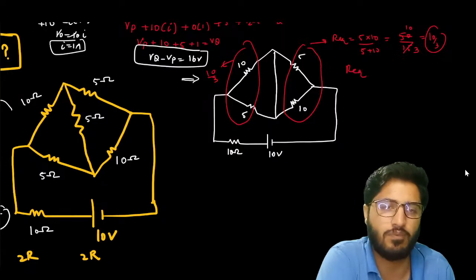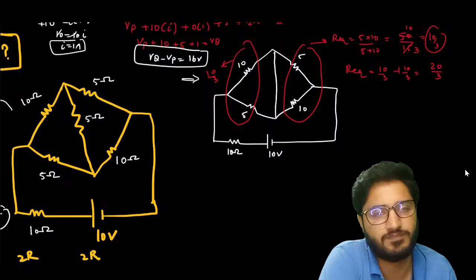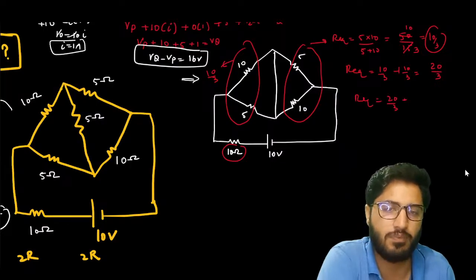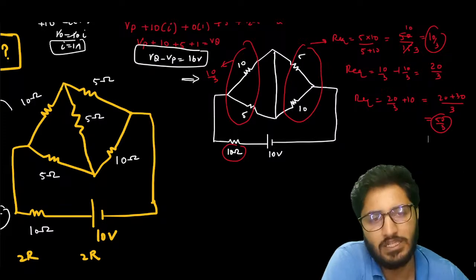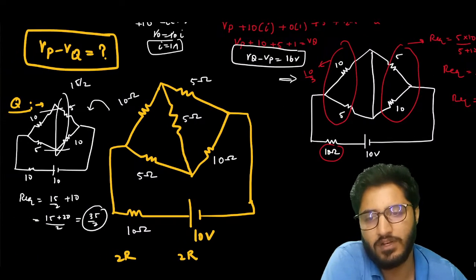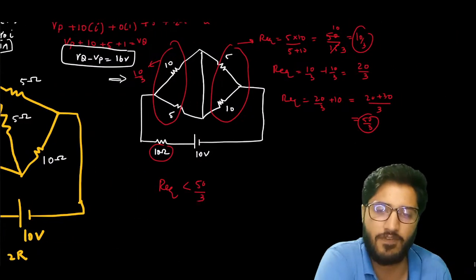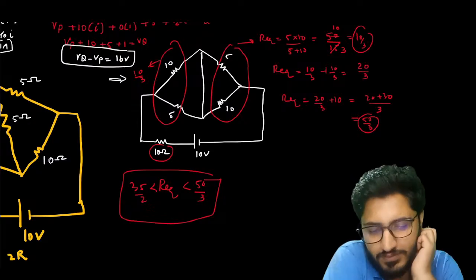So what will be R equivalent for both? Sir, it will be 10 by 3 plus 10 by 3. It will be 20 by 3, right? Now 20 by 3 plus 10. It will be 20 plus 30 by 3. That will be 50 by 3. So one answer is 50 by 3 and one answer is 35 by 2. Okay, so my R equivalent will be less than 50 by 3 but more than 35 by 2. There will be only one option between these two options.